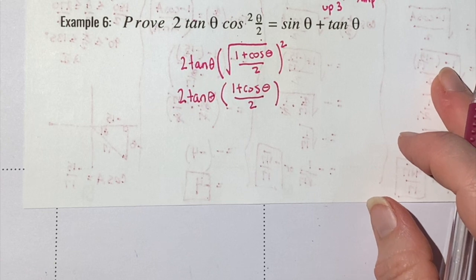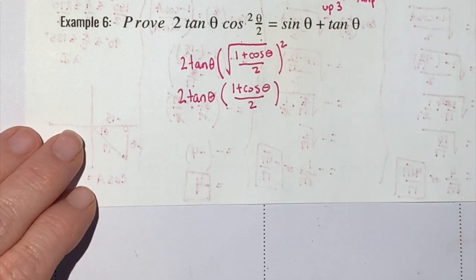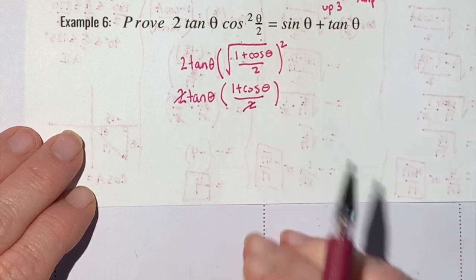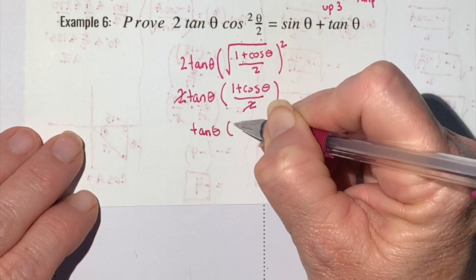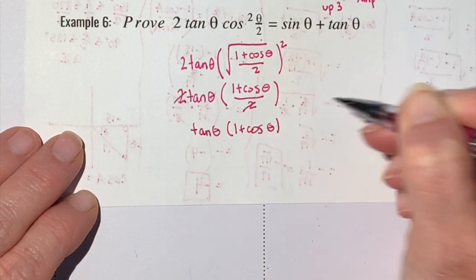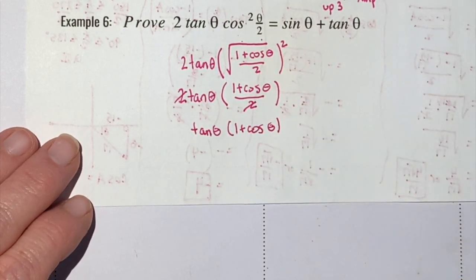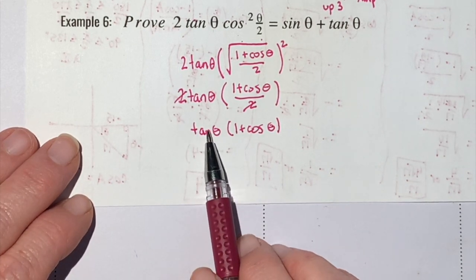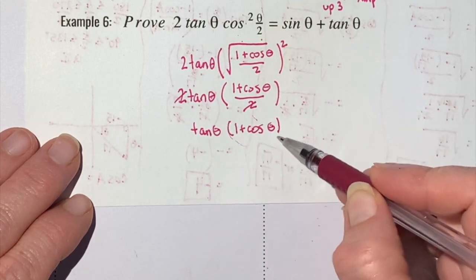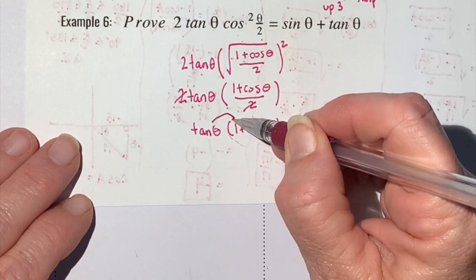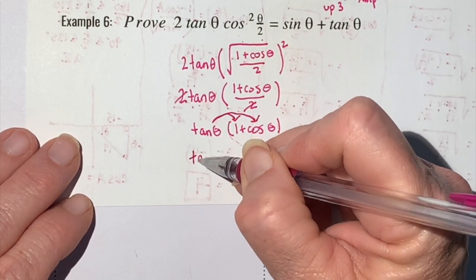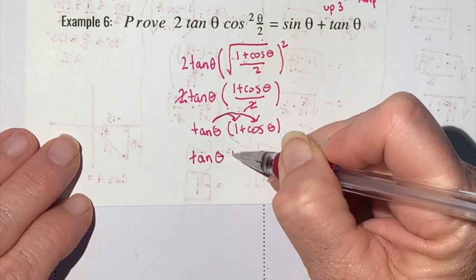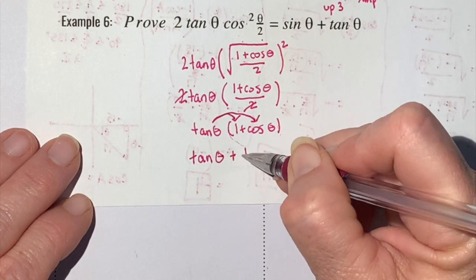Okay. The 2's I can see right now will divide out. And so I end up with tangent theta times 1 plus cosine theta. A couple things I could do here. I could change this into a sine over cosine, but either way, I feel like there's really nothing else I could do with 1 plus cosine theta other than, let's go ahead and distribute this out. Let's see where that takes us. So tangent theta times 1 is tangent theta. And tangent theta times cosine theta.